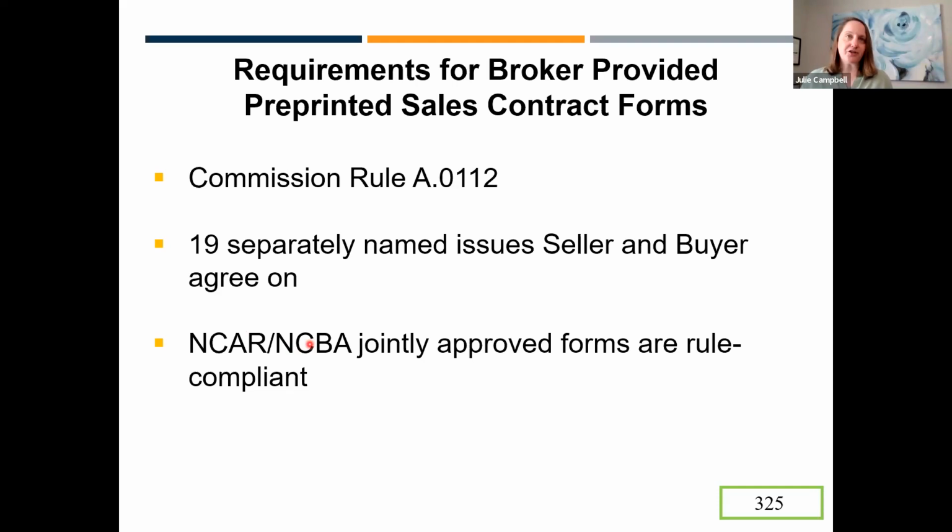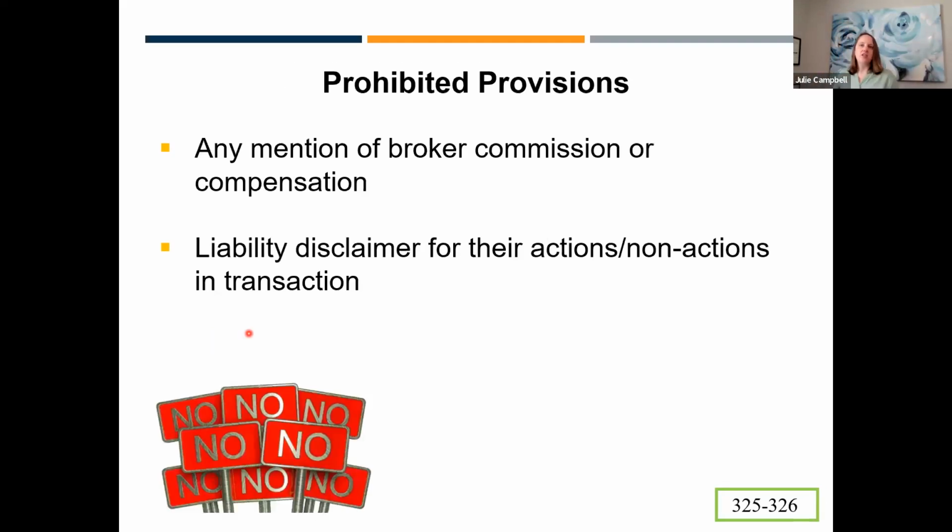Some prohibited provisions in the contract, things that are not allowed. Remember what we said, you guys. The offer to purchase and contract is between who? Who are the parties to the transaction? Buyer and seller. Did I just say agent, broker? Nah. So big picture, you and I do not belong in the offer to purchase and contract because that's a document between the buyer and the seller.